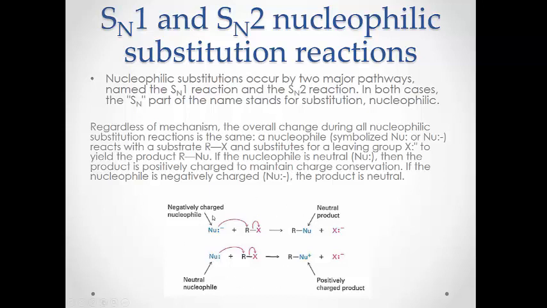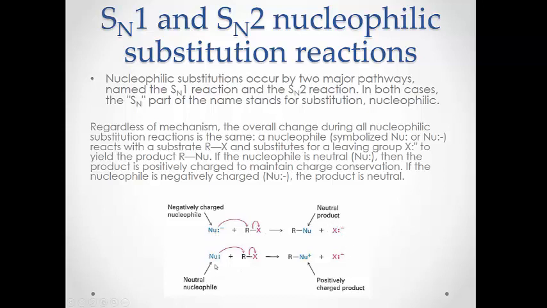So if you start with a negatively charged nucleophile, you'll get a neutral product. It will donate a pair of electrons to this R group, and the X group will come off. And so you'll be one charge less because you've donated a pair. So now you're neutral. And the X will get the negative charge, because those electrons have gone onto the X.